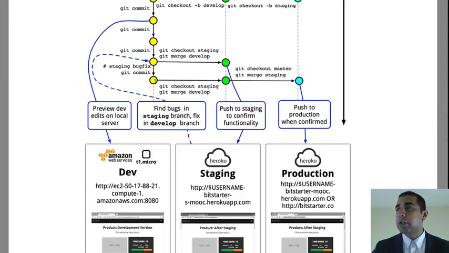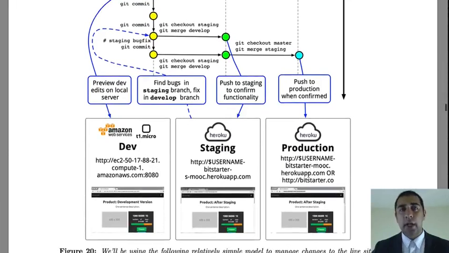So we make a commit over here that's a bug fix, then we repeat: we check out staging, and we git merge develop. And now the thing is fixed. You probably want to push it to staging one more time to confirm functionality. And now you do one more, git checkout master, git merge staging, and now you push to production when it's confirmed. And now the site is actually live.